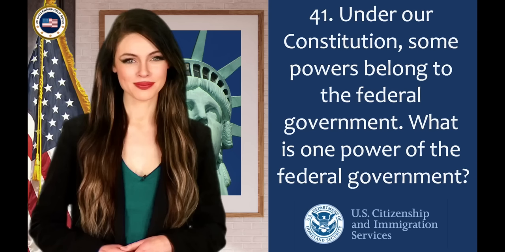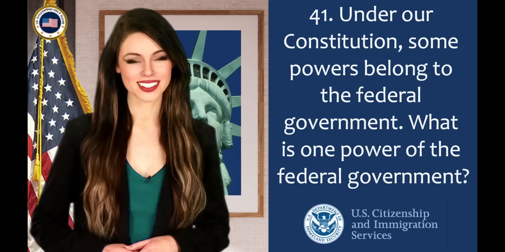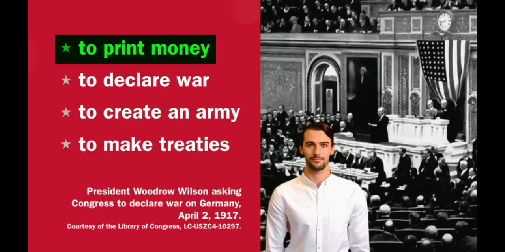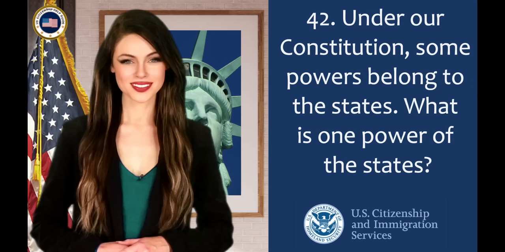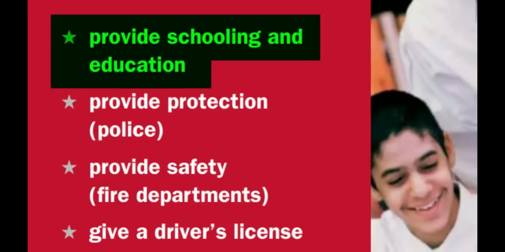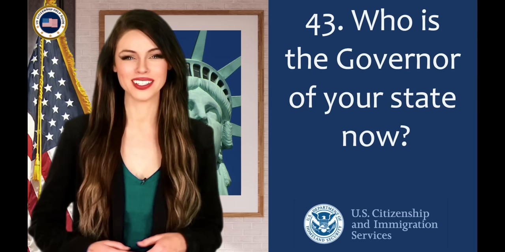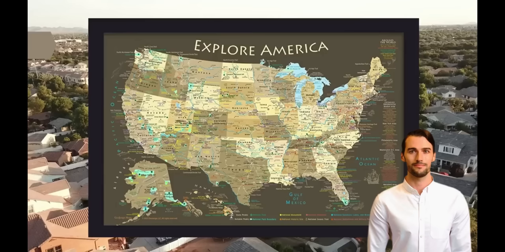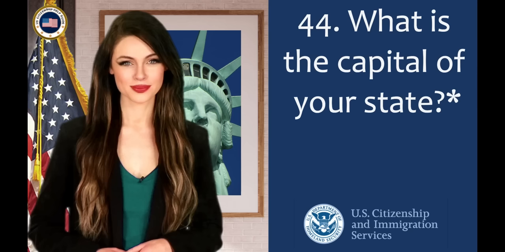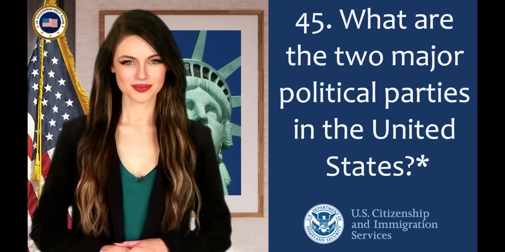Under our Constitution, some powers belong to the federal government. What is one power of the federal government? To print money. Under our Constitution, some powers belong to the states. What is one power of the states? Provide schooling and education. Who is the governor of your state now? Answers will vary. Please see the link on this video. What is the capital of your state? Answers will vary. Please see the link on this video.